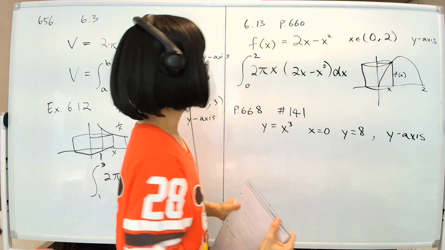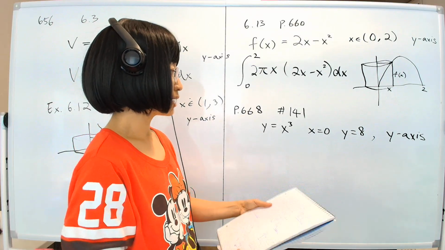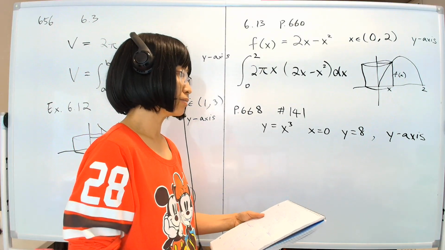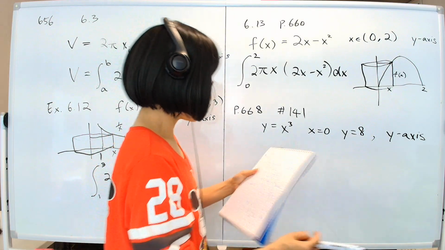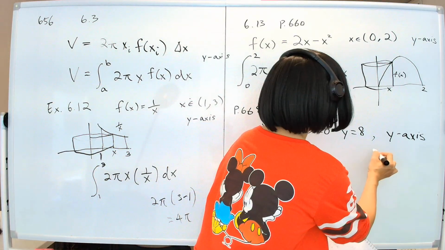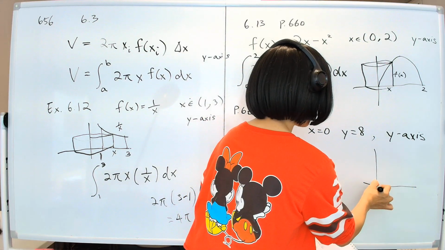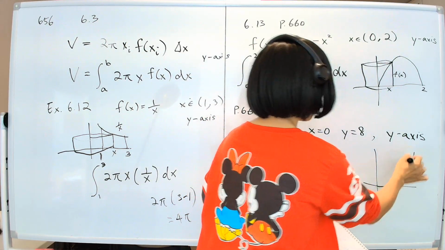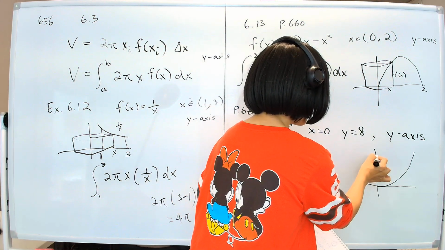So problem 141 is y equals x cubed, x equal to 0, y equal to 8, and we're rotating around the y-axis. So let's draw that thing out and see what it looks like. First, y is x cubed. That for this part looks like that. And then x is 0. X equal to 0 is the y-axis.